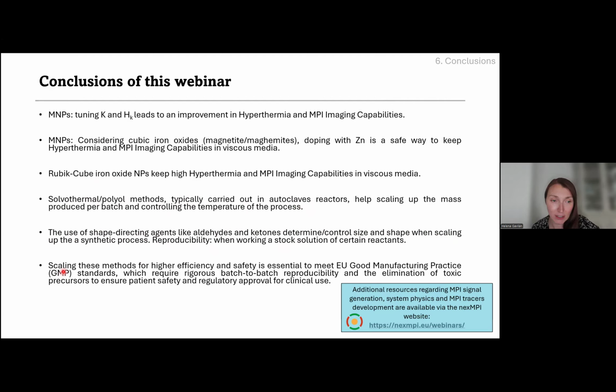Okay, finally, I just want to say that scaling these methods for higher efficiency and safety is essential to meet EU good manufacturing practice standards, which require rigorous batch-to-batch reproducibility and the elimination of toxic precursors to ensure patient safety and regulatory approval for clinical use. So with this, I would like to conclude.